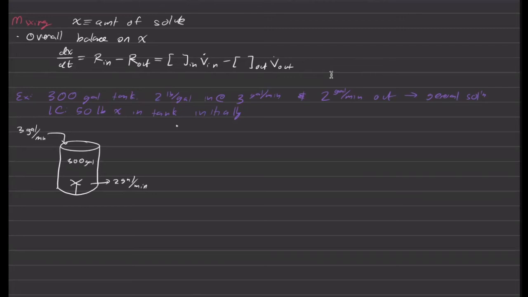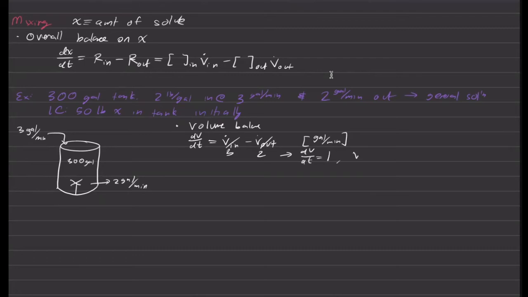So we start this problem by writing out a volume balance. The rate of change of volume, V, over time is equal to my volumetric flow rate in minus my volumetric flow rate out. And this is going to be in units of gallons per minute. My volumetric flow rate in is 3. My volumetric flow rate out is 2. So we know that dV over dt is equal to 1.